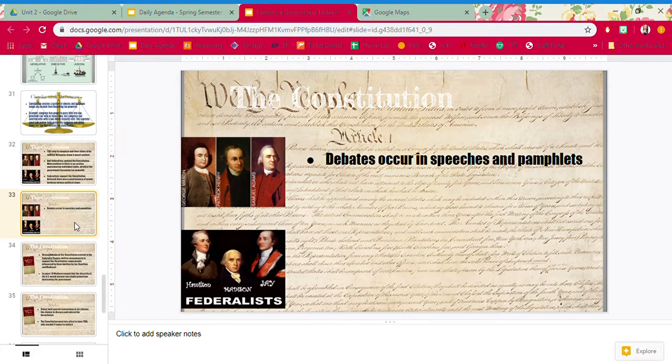So basically, debating is going to occur over this Constitution. There's going to be speeches, there's going to be pamphlets written, and they're all going to be debating, should we have this new government?